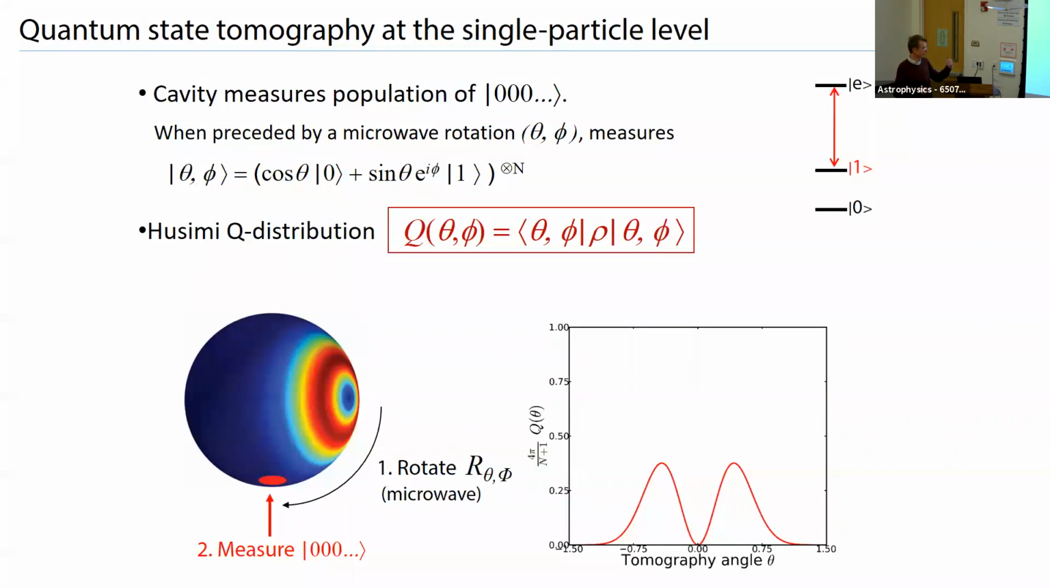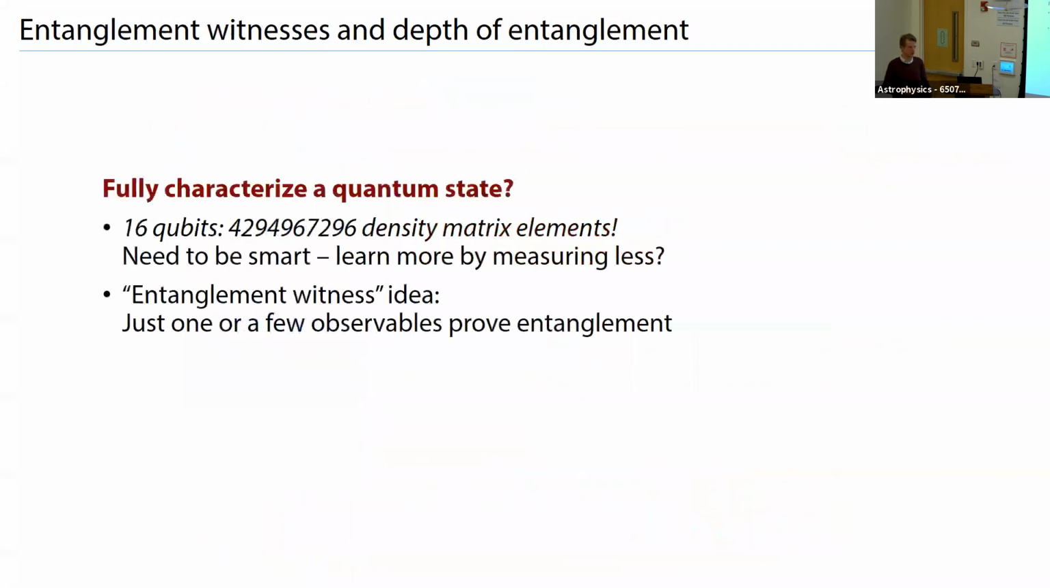Okay. And then if you repeat that for other theta and phi, then you get the full distribution, and that's what we did. And now the question was, okay, so once we have this distribution, how much entanglement do we have in our experimentally realized state?